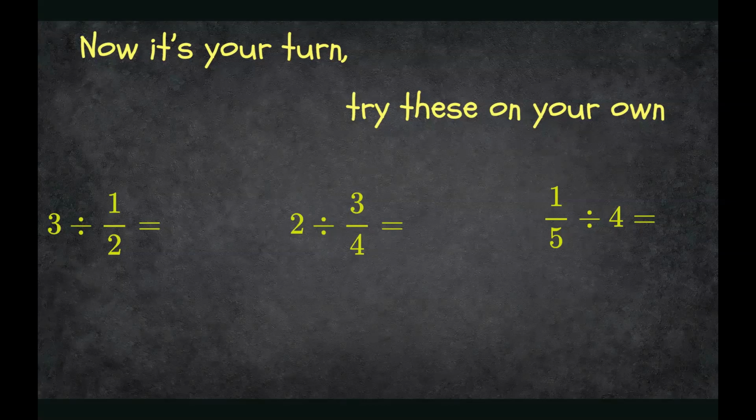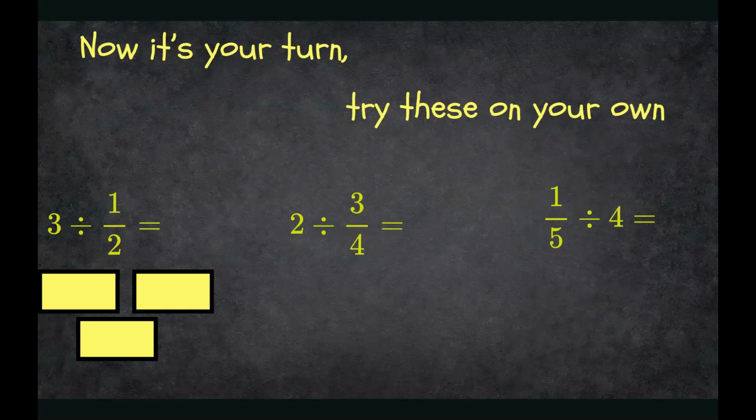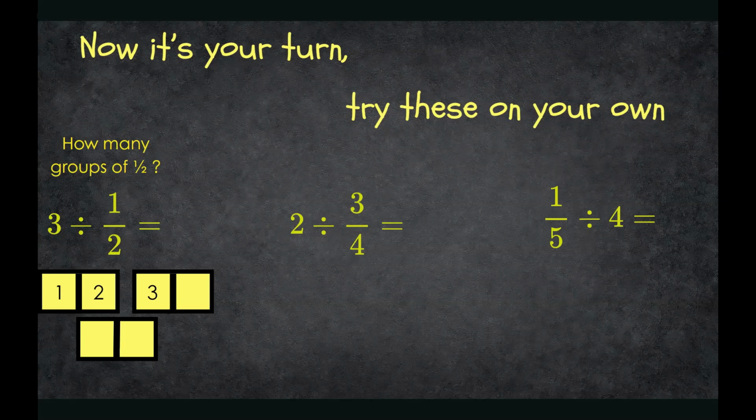All right, so we have our first example, 3 divided by 1/2. So we want to create 3 fraction bars, split those into halves, and all we have to do is count how many halves that we have. 1, 2, 3, 4, 5, 6. We have 6 groups of 1/2. 6 is our answer.